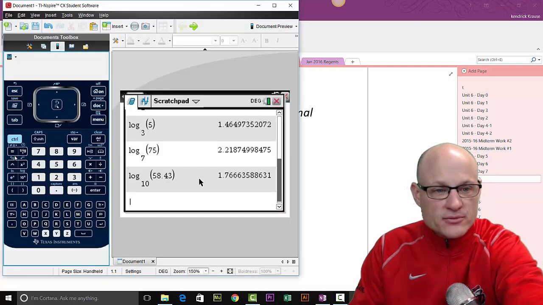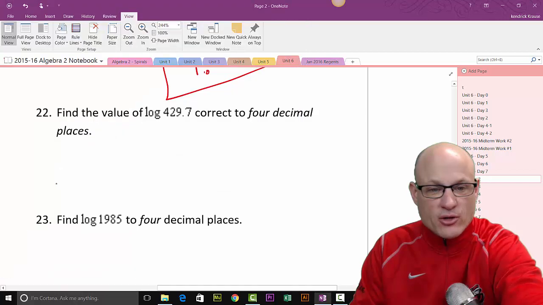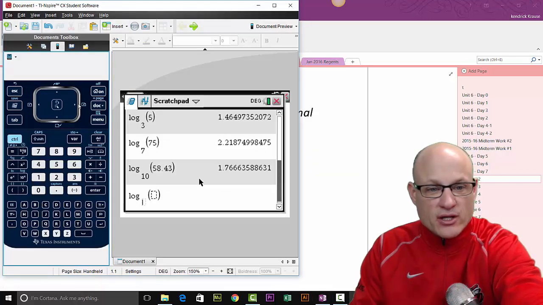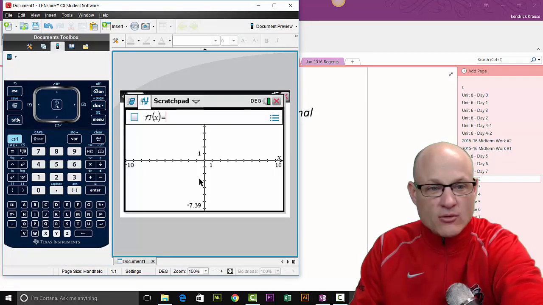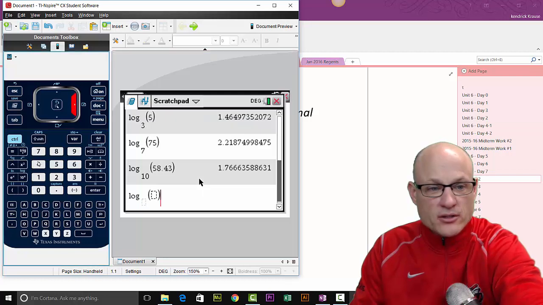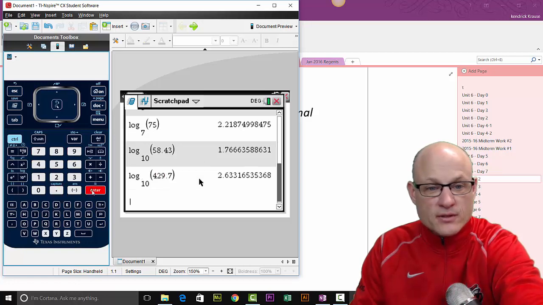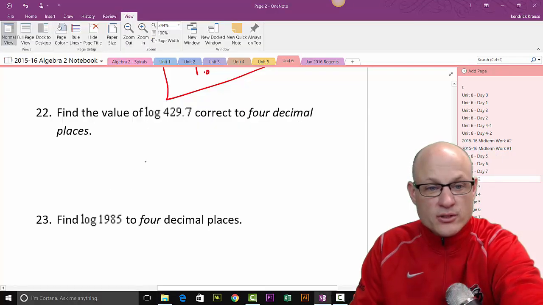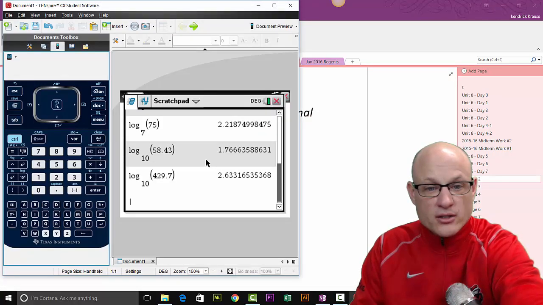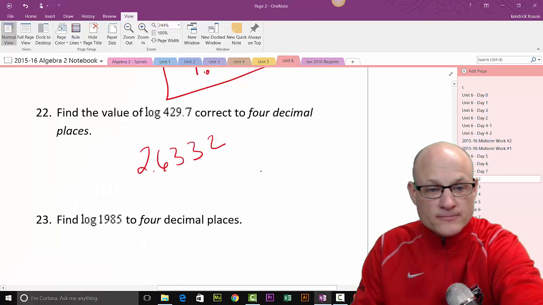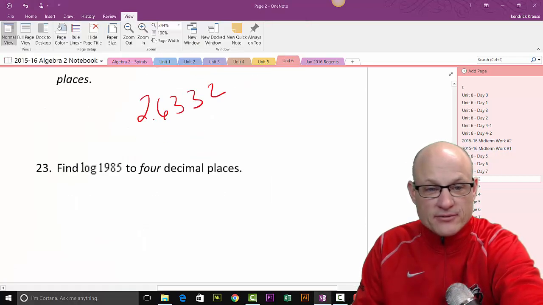Again, four decimal points. Just control log. I won't ask you to do all these. 429.7. I think you get the idea. I don't know why I put them all in here. It's kind of silly, especially when I can't even do my own problem myself, right? 429.7 is 2.633, I'm just rounding it. Done. Log of 1985.